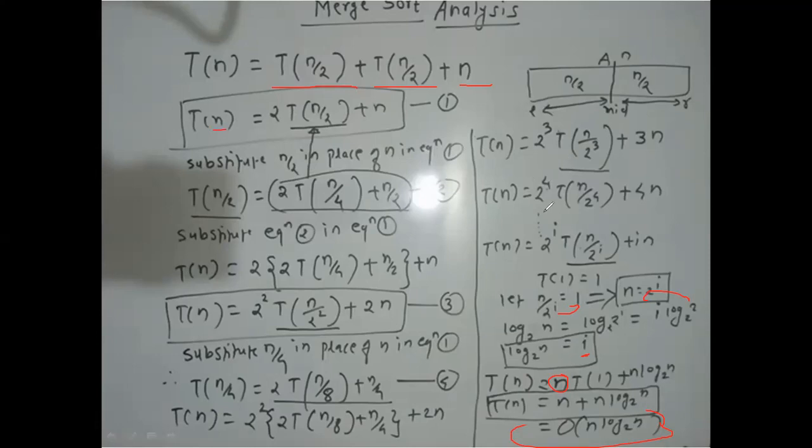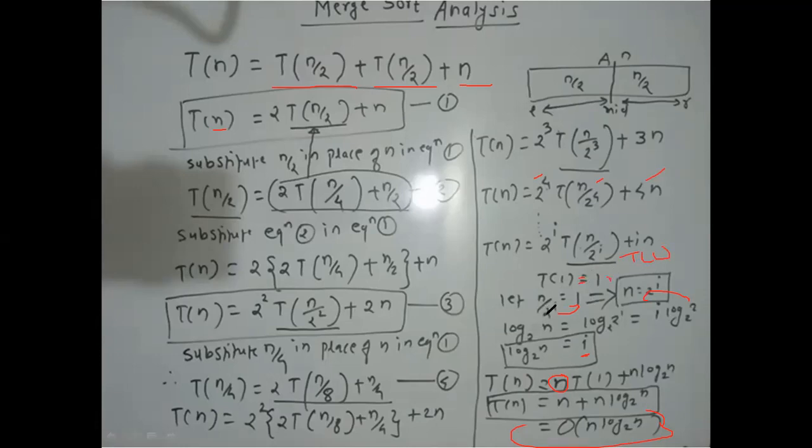In some particular case, the values are repeated here, so I am taking that value as i. After that, I am taking T of 1 equal to 1. Then I am taking n by 2 to the power i equal to 1, so that is T of 1 equal to 1. How I get the value 1 is by taking n by 2 to the power i equal to 1. Then here I have got T of 1, so I am taking T of 1 equal to 1.